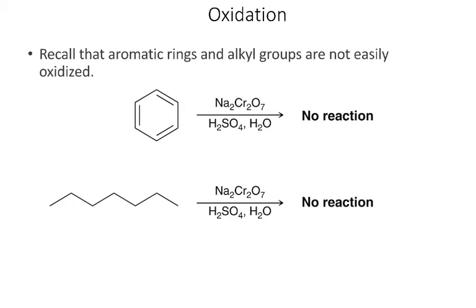Okay, so I'd like to finish this video up with a new reaction that we haven't talked about before. Now, we've certainly talked about oxidation, but we haven't talked about oxidation of benzene rings. And we know that chromic acid, or sodium dichromate, is a powerful oxidizing agent, but it's not going to react with benzene or alkanes.